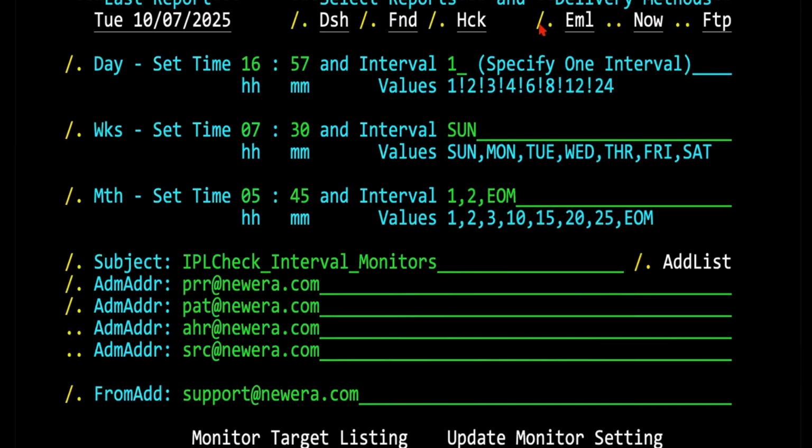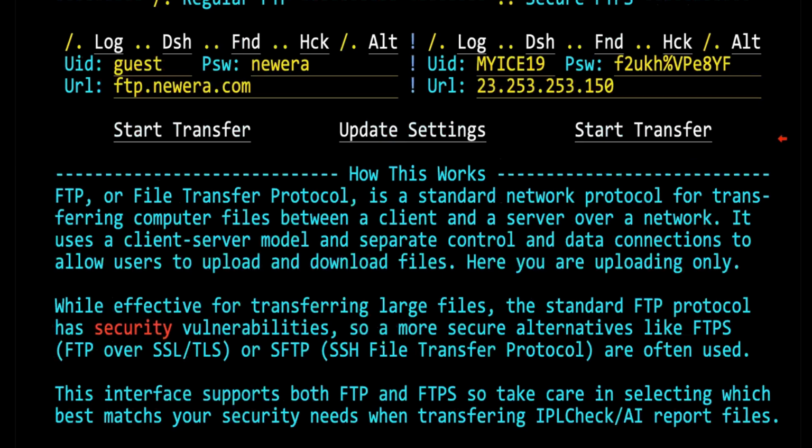Finally, there are different methods of delivery of information from IPLCheck AI and its analysis of the trace. You can interface with ServiceNow if you choose to do it. You can also interface with FTP, and we support both regular FTP and secure FTP. It's really straightforward. Just simply decide what you want to send, the full log, the dash report, the findings report, the health check report, or alternatively, an alert, and simply start the transfer.